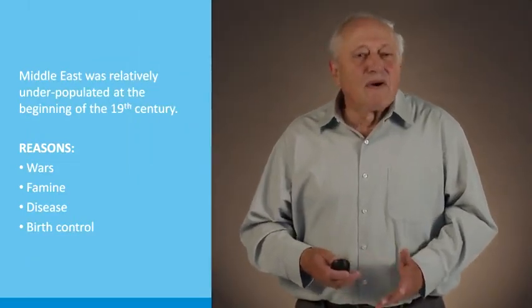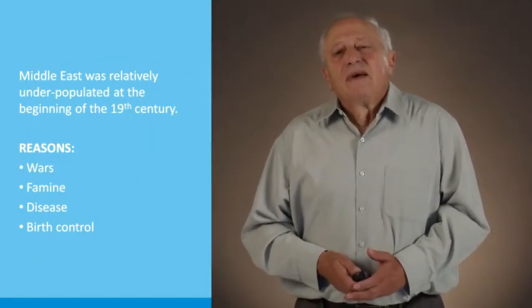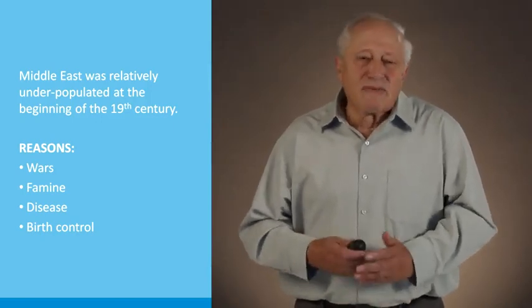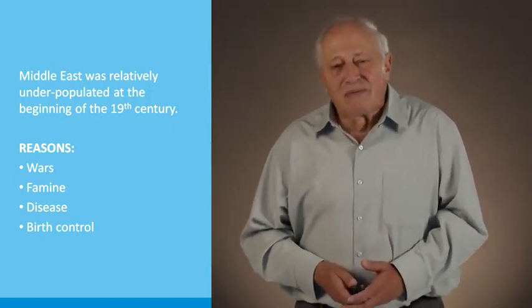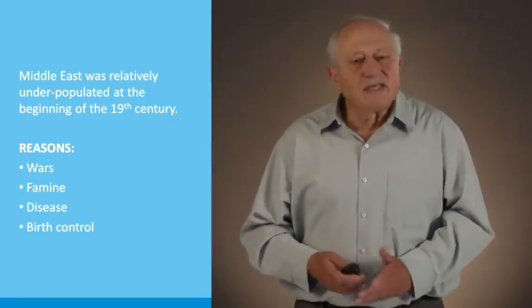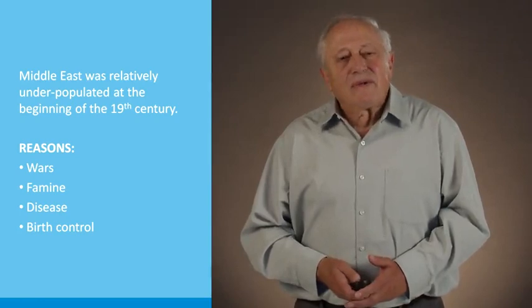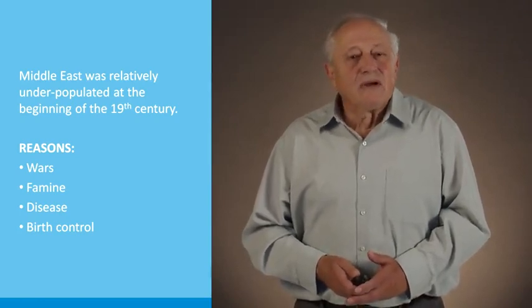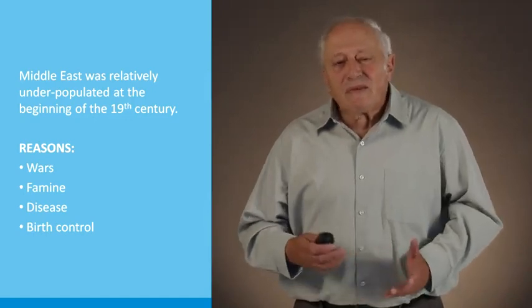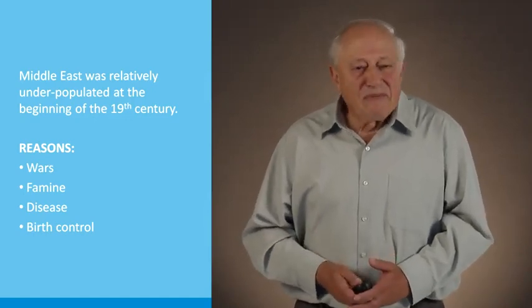Population was kept low because of the wars that broke out continuously between the Ottomans and the Persians, between the Ottomans and various European powers. Famine was frequent. Disease was very common. And there was also birth control, mainly through abortion, which kept the population very low.